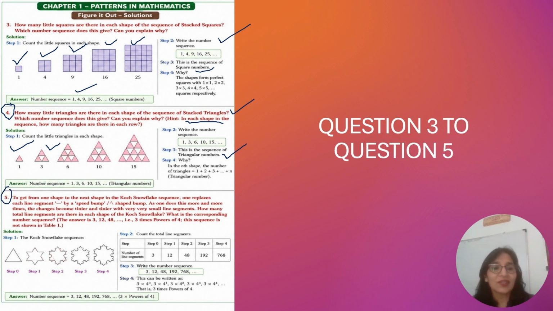So I request you to try question number 5, where a particular word is given, which is called the snowflake sequence, which is there in the previous slide. Try to figure out what type of pattern and what sequence it is, and I'm very sure this will be really interesting for you.